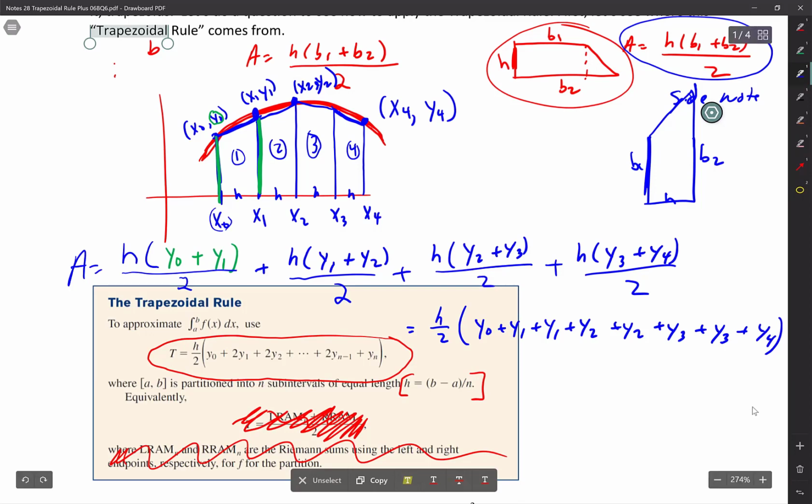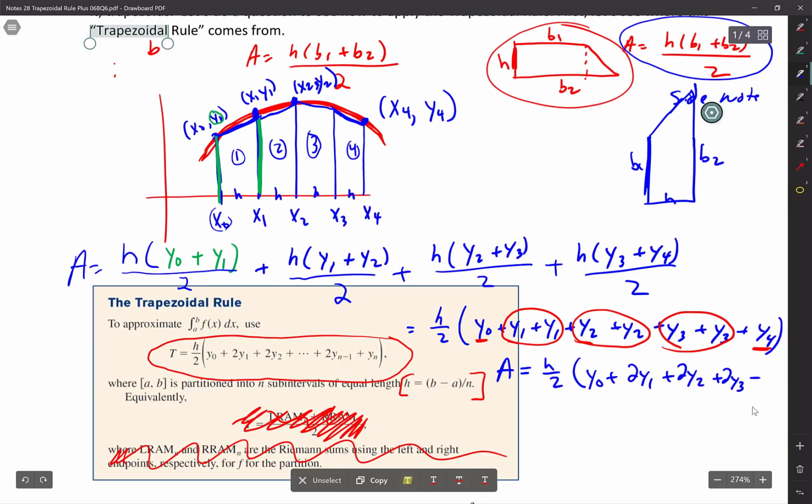And I want you guys to see, look at this. Look how awesome this is. Besides my first and last coordinate, I have two y1s, I have two y2s, I have two y3s. So my final formula for area of a trapezoid is h over 2 in parentheses y naught plus 2y1 plus 2y2 plus 2y3 plus y4. And there it is, guys. We just derived this formula right here. Isn't that cool?